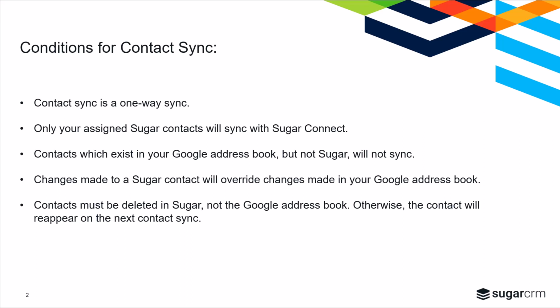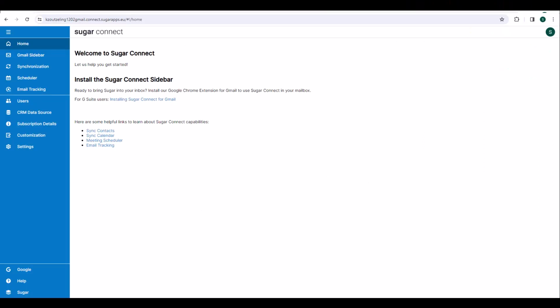So you want to make sure that if you're making changes to any of your contacts, you're doing so within Sugar. Creating new Sugar contacts can be done via the SugarConnect sidebar or directly in Sugar, but deleting records must be done in Sugar. Otherwise, if you delete a synced contact from your address book but not from Sugar, that contact is going to reappear in your address book after the next sync. Now, let's set up our contact sync.